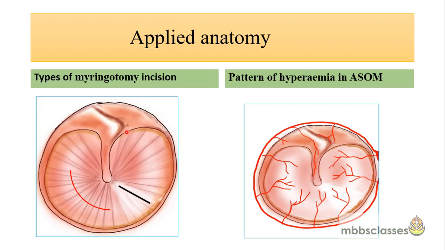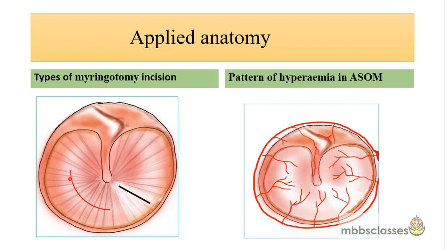Now a little bit about the applied anatomy. In the tympanic membrane, there are different types of incisions which are given. We call it myringotomy. Myring means tympanic membrane, tomy means to make an incision. So there are two types of incisions. One is the radial incision, as you can see here. Radial means parallel to the arrangement of the radial fibers. And this is another type of incision, a curved type, also known as the circumferential type of incision.